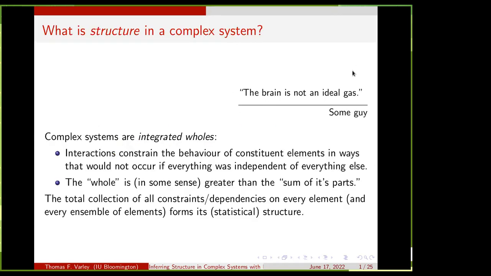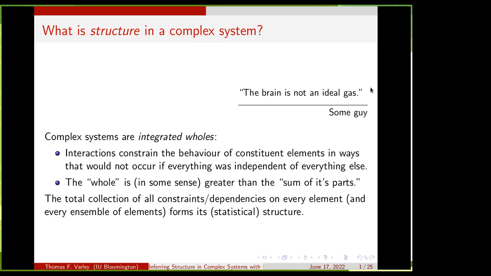So starting with the broadest picture, when we talk about complex systems, we're talking about this idea that the whole is greater in some sense than the sum of its parts, right? Interactions between elements constrain their own behavior and the behavior of their neighbors in ways that would not occur if everything was independent of everything else, right?